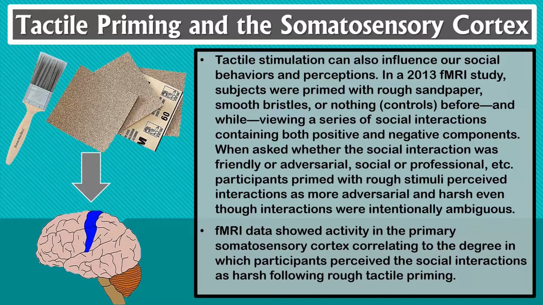The results showed that participants primed with rough stimuli perceived the interactions as more adversarial, harsh, and difficult, even though they were all ambiguous because of their mixture of positive and negative components. The fMRI data showed a significant relationship between the amount of activity in the primary somatosensory cortex and the degree to which the participants perceived the social interactions to be adversarial and harsh upon receiving rough tactile stimulation.